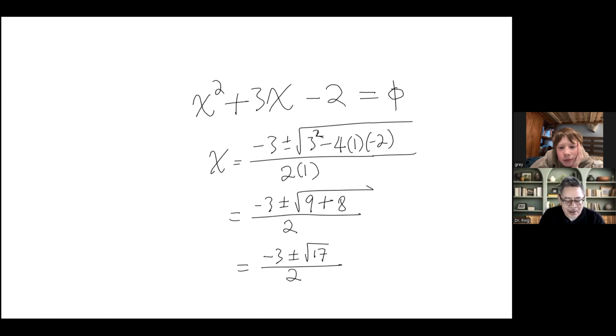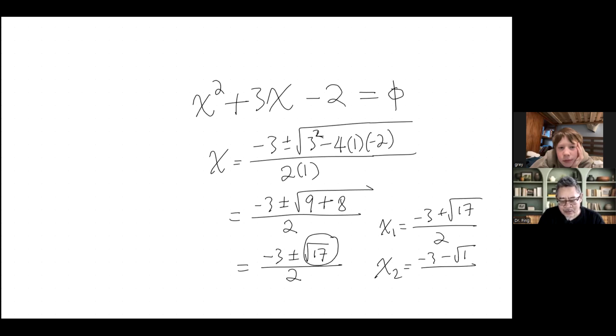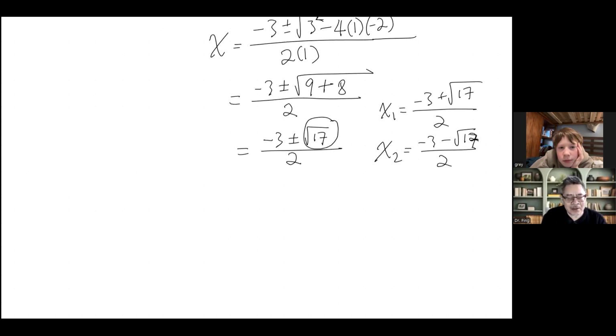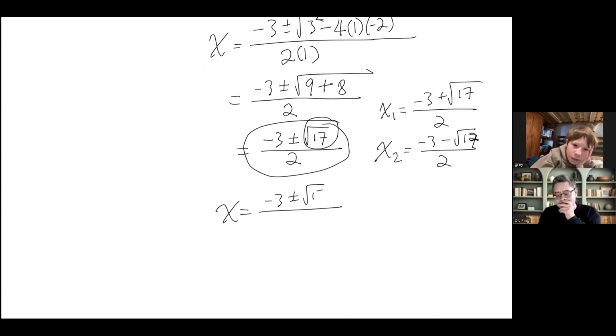So now we got this irrational number. So in this case, our solutions are x1 equal to negative 3 plus the square root of 17 over 2, and x2 equal to negative 3 minus the square root of 17 over 2. So now in order to save time, we just write them together, like this way. x is equal to minus 3 plus minus the square root of 17 over 2. Good?